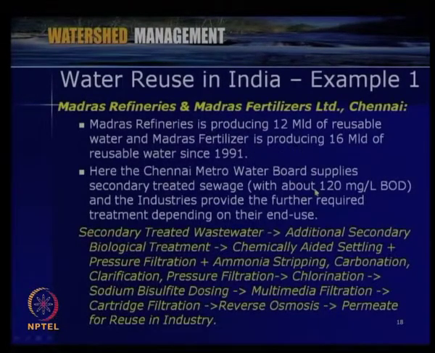Because of the scarcity of water, these industries also buy wastewater from the Chennai Metro Water Board, which supplies water after secondary treatment, with about 120 milligram per liter BOD. These industries take this water and give appropriate treatments depending upon their end use. They go for additional secondary biological treatment, then chemically aided settling plus pressurized filtration plus ammonia stripping, then carbonation, clarification, pressure filtration, chlorination, sodium bisulfite dosing, multimedia filtration, cartridge filtration, and reverse osmosis, and then the permeate water is used for reuse. This kind of flowchart is used for their own wastewater or the wastewater obtained from the Chennai Metro Water.